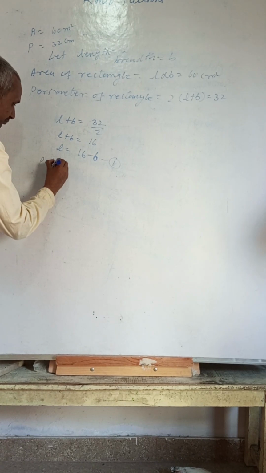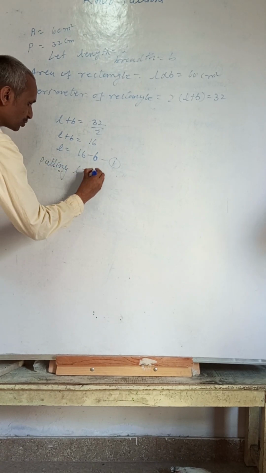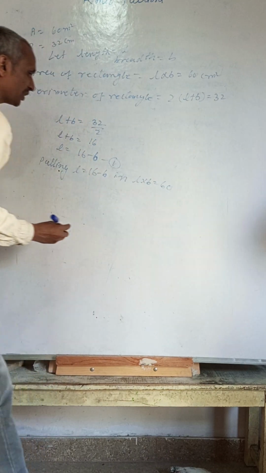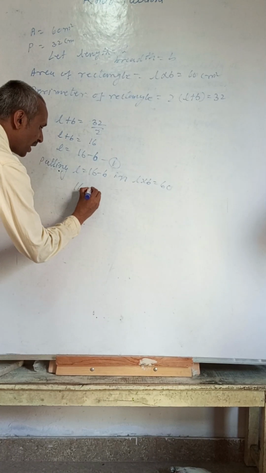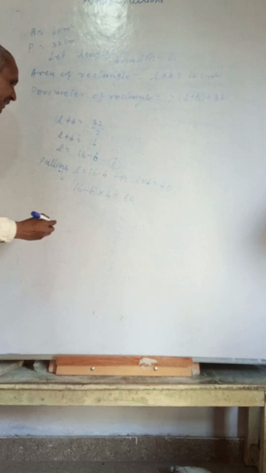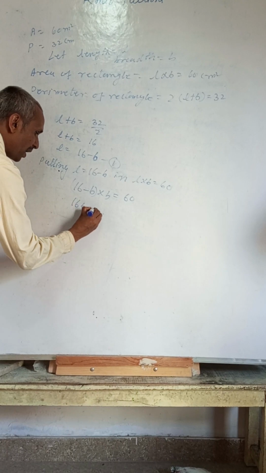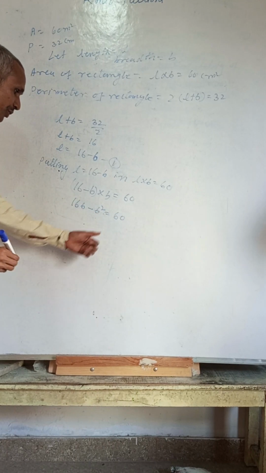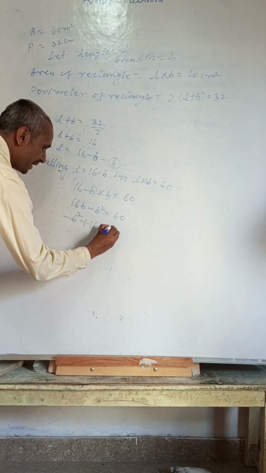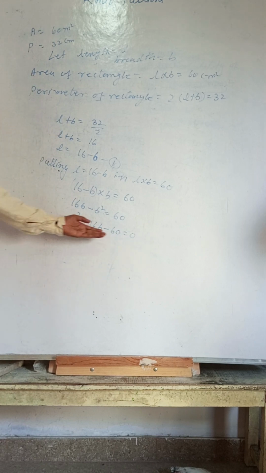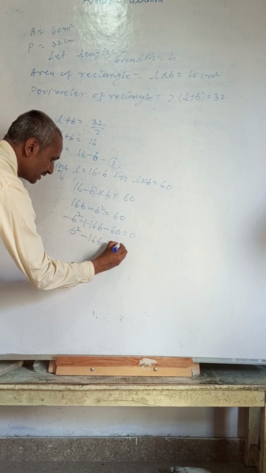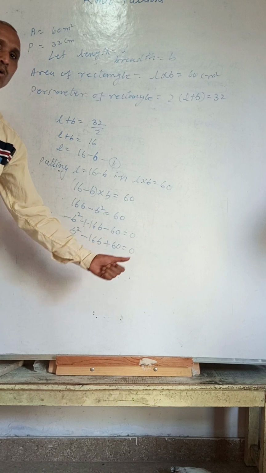Putting L = 16 − B in L × B = 60, we get (16 − B) × B = 60. Multiplying, 16B − B² = 60. Bringing everything to one side, −B² + 16B − 60 = 0, and multiplying by minus, B² − 16B + 60 = 0. Now you have a quadratic equation.